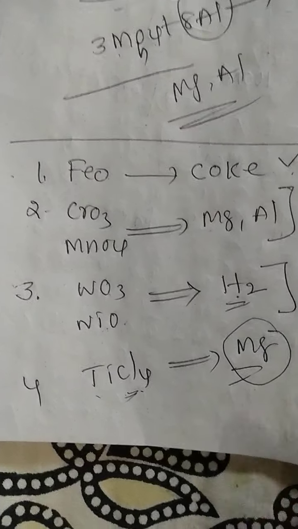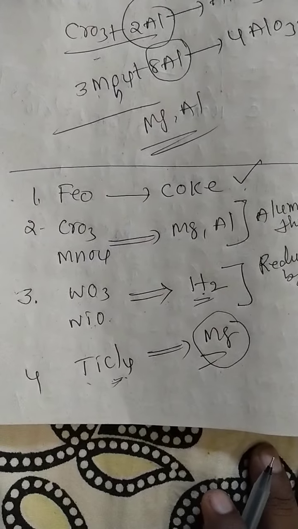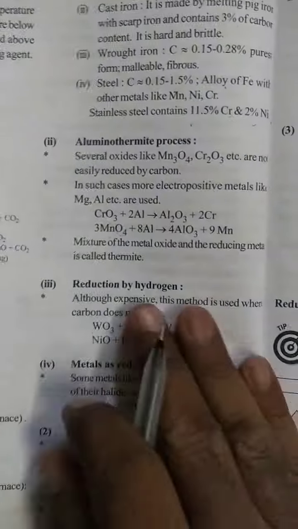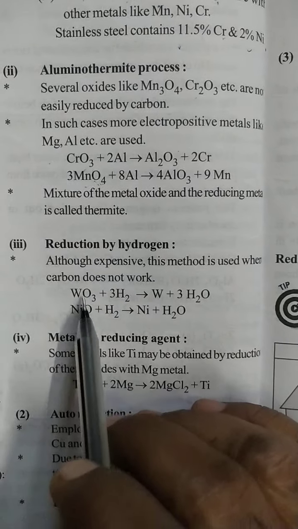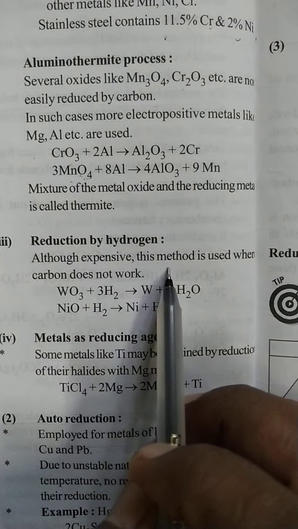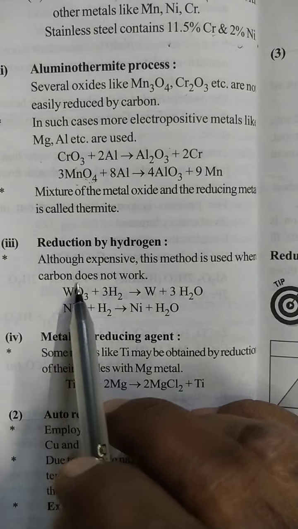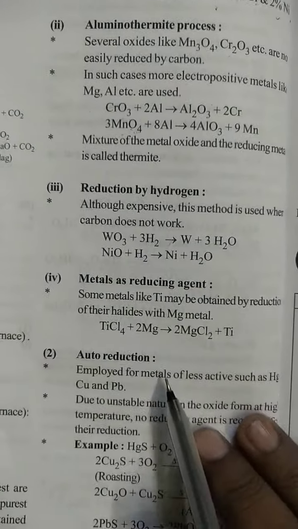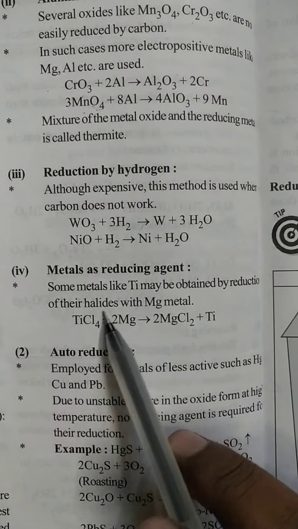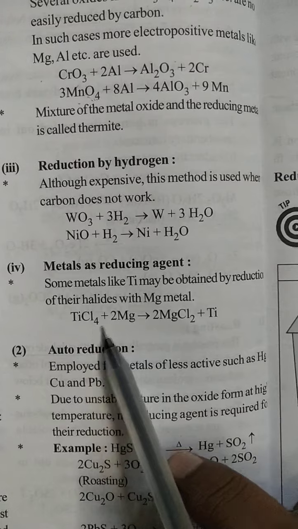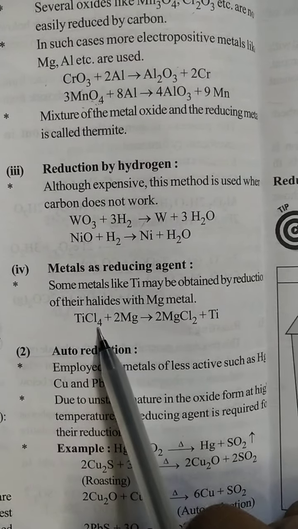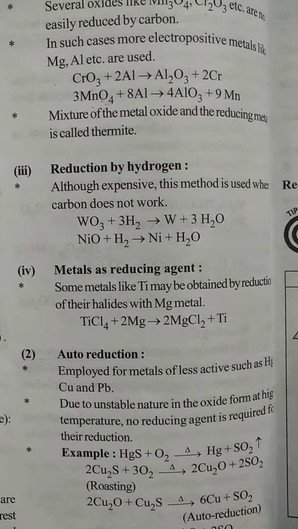Okay, my dear students, this is the most important point. See here carefully. Reduction by hydrogen, for example W. Although expensive, this method is used when carbon does not work. So instead of carbon, hydrogen is used. And similarly for titanium tetrachloride, chlorine is removed using magnesium.